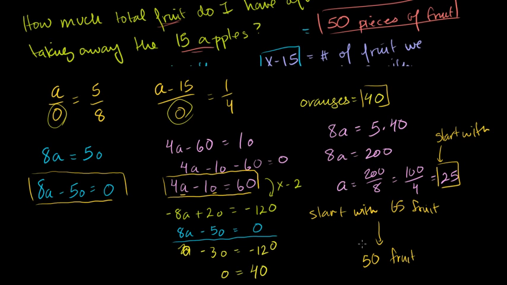And it's nice to see it done two ways. If you want to know the number of apples we end up with, we started with 25 apples. If you were to take 15 away from them, you're going to get 10 apples. So you start with 25 apples, 40 oranges, 65 fruit. You end with 10 apples, 40 oranges, or 50 fruit. Either way. Hopefully it was reasonably useful to see this done another way.